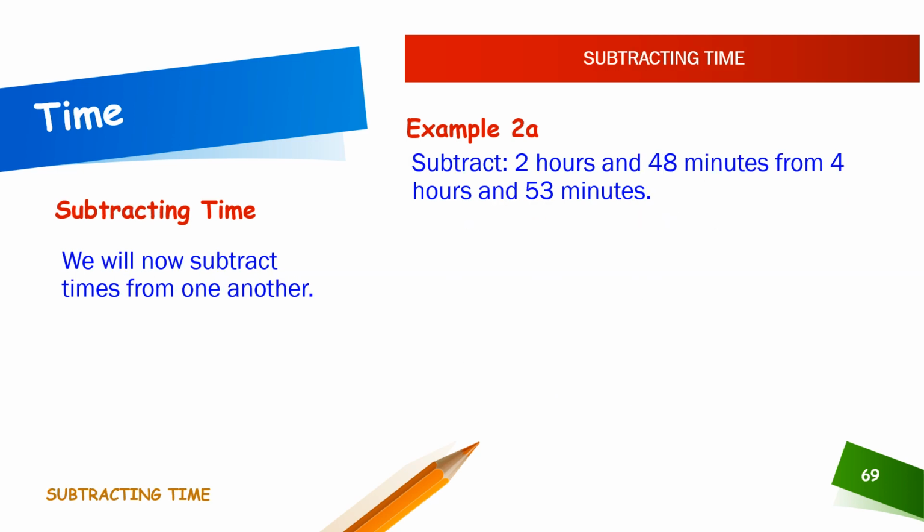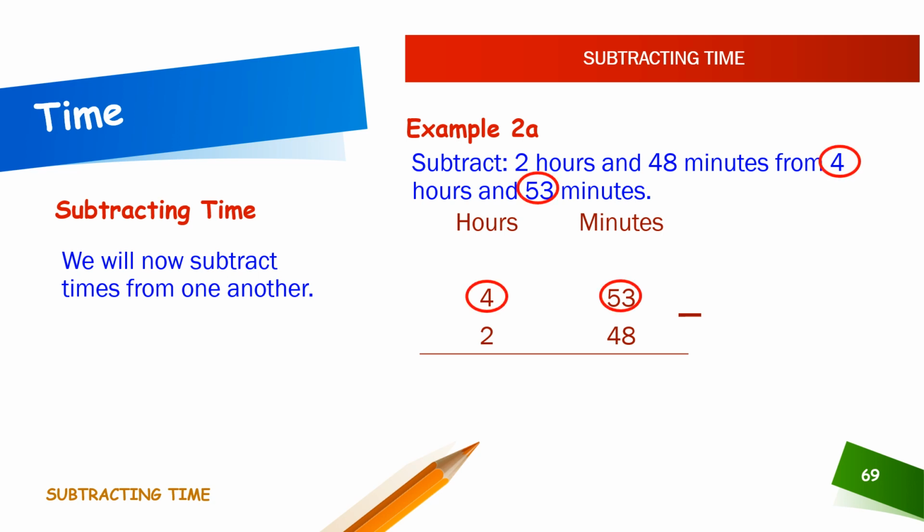We will now consider the process of subtracting one measurement of time from another. Again, this is best illustrated by an example. Let's try subtracting 2 hours and 48 minutes from 4 hours and 53 minutes. We again set up a table to help us with this. Place the larger time, or the time we are subtracting from, in the top row, as shown, and place the smaller time in the second row.